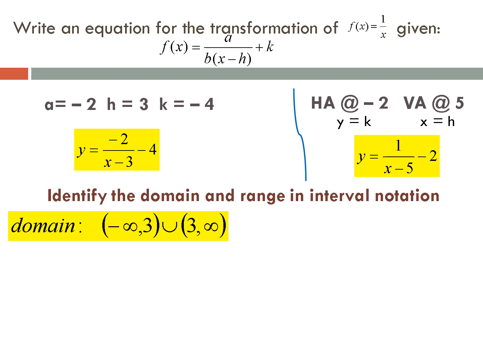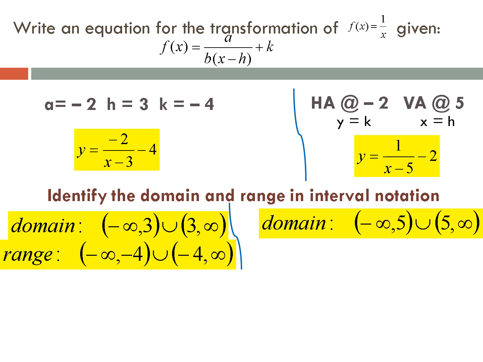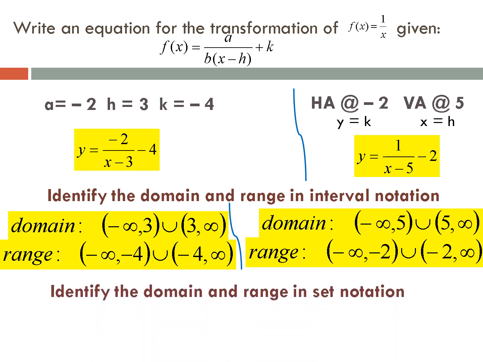That's why it's parentheses. Now my range is negative infinity to k, union k to infinity. So it's going to be negative infinity to negative 4, union negative 4 to infinity. Now, for the second example, my h is 5. So my domain would be negative infinity to 5, union 5 to infinity. And my range is the k. So it's negative infinity to k, which is negative 2, union negative 2 to infinity.